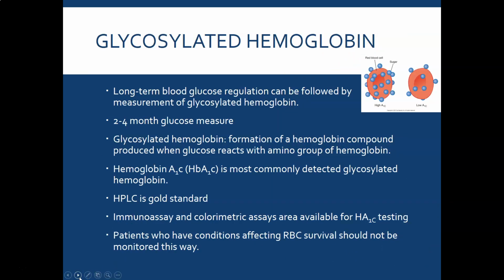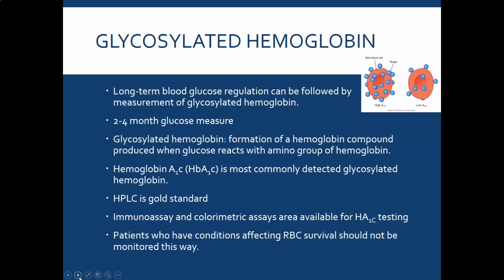Okay, now going on to glycosylated hemoglobin. So this test is used to monitor long-term blood glucose regulation. And so it gives a more accurate picture of what your patient's actually been doing over the last few months. So it averages a 2 to 4 month glucose measure. This is related to the lifespan of the red cells.